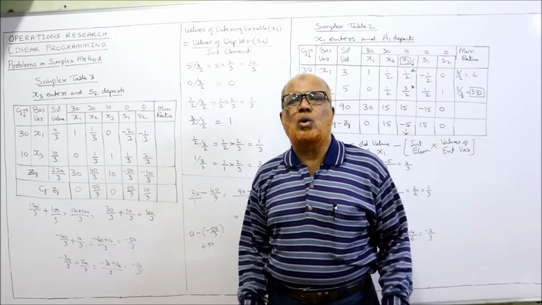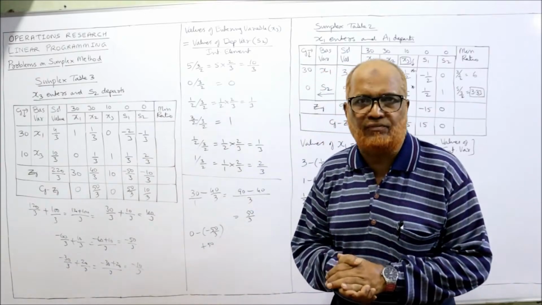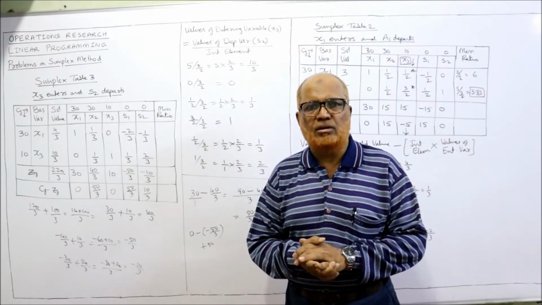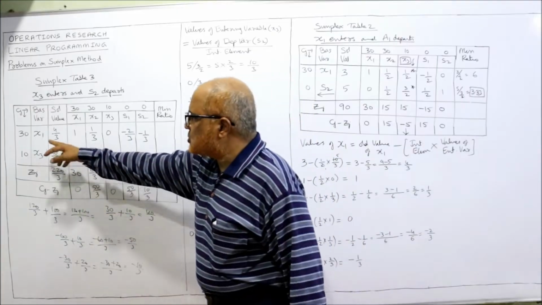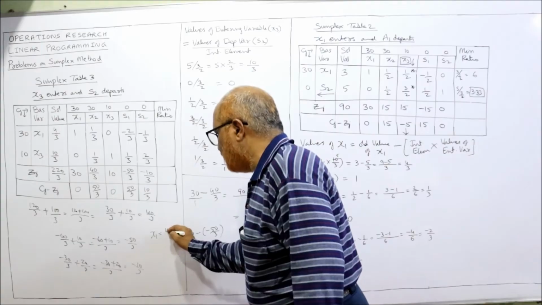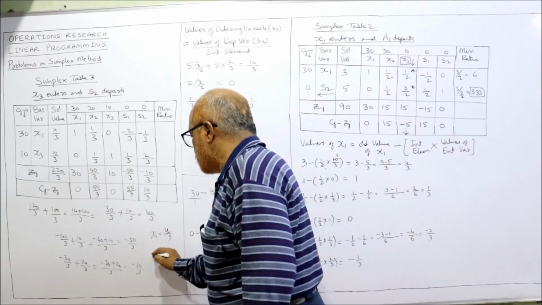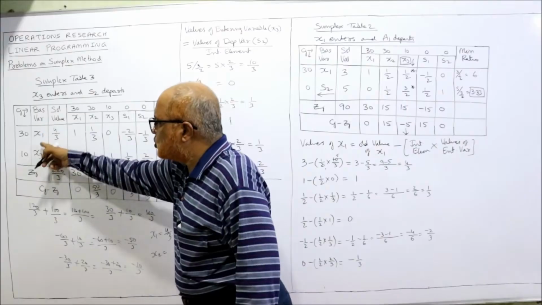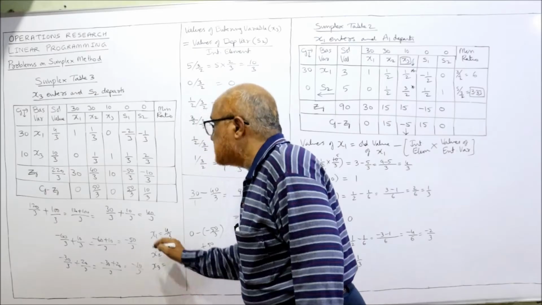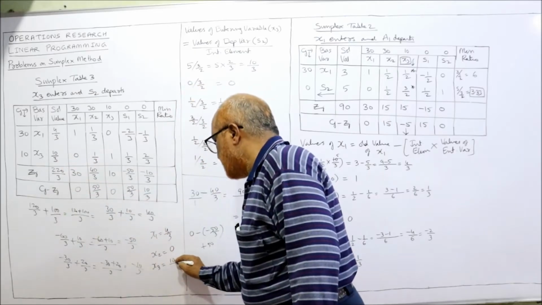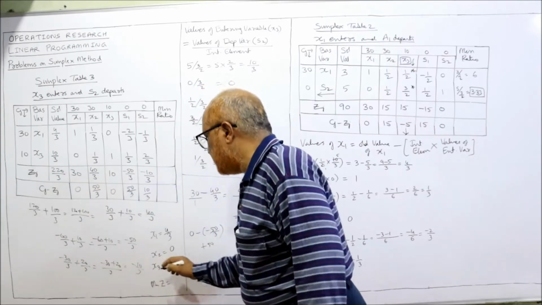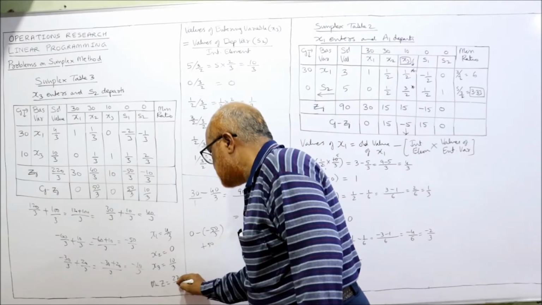Since all the index row elements are zeros and positive, no negative element, the optimum solution is reached. The optimum solution is x1 is equal to 4 by 3. This we should write. x1 is equal to 4 by 3. x2 is equal to, do we have x2 in the solution? No x2. So x2 is equal to 0 and x3 is equal to 10 by 3. And the minimum z is 220 by 3. This is the solution.